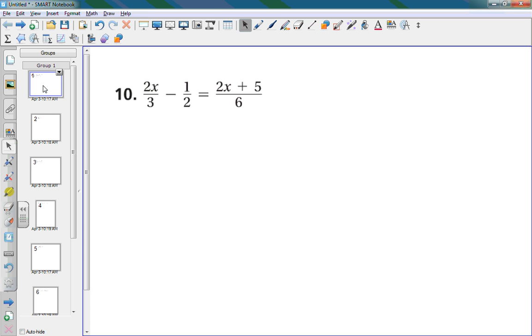So, with that said, are we paying attention? Our game plan today is to eliminate our denominator. Eliminate our denominator means we want it to go bye-bye. Now, we're going to look at every one of these denominators and ask, what is my LCD? My LCD is 6.